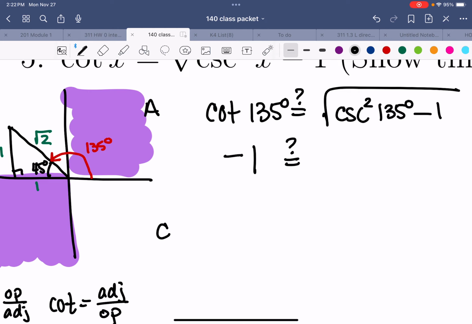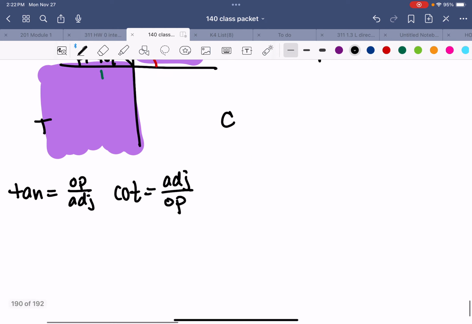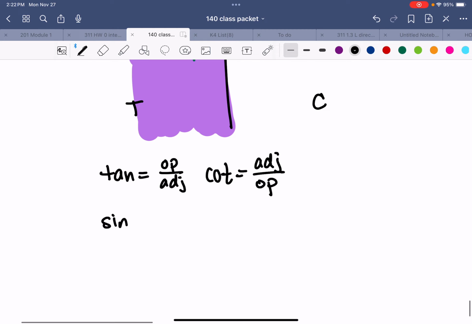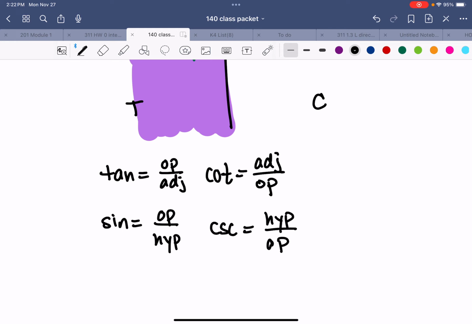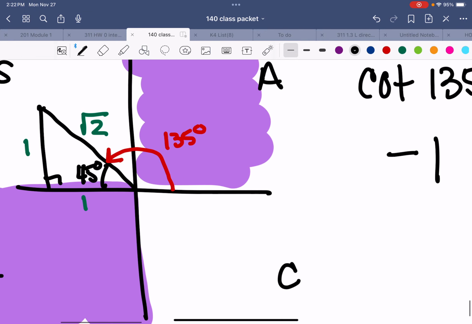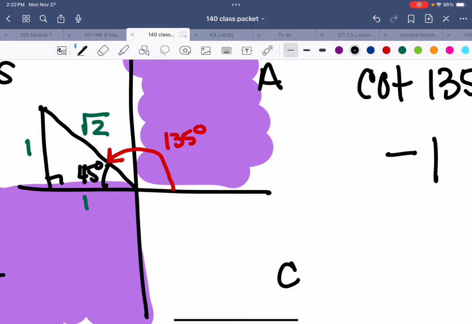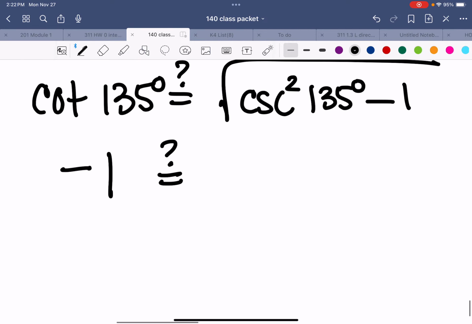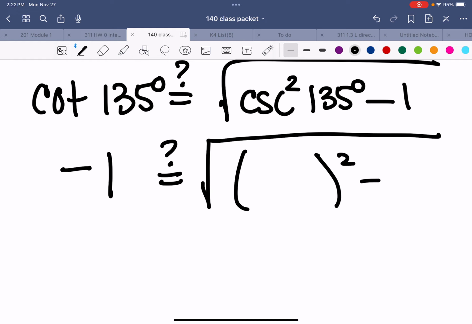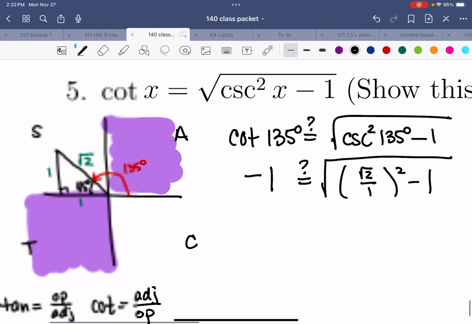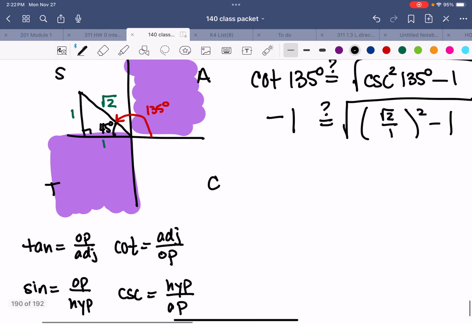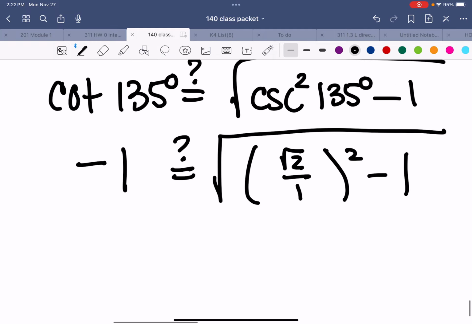So now I need to plug in cosecant of 135. Well, cosecant is tied to sine. So sine is the opposite over the hypotenuse, and so cosecant is the hypotenuse over the opposite. Now, in my 45-45 triangle, the hypotenuse is the square root of 2, and the opposite side is 1. So the cosecant of 135 is the square root of 2 over 1, right? And is it positive or negative? Well, cosecant is paired up with sine, and I'm in the quadrant where it's labeled S, so they're both going to be positive, so it's going to be positive square root of 2 over 1.